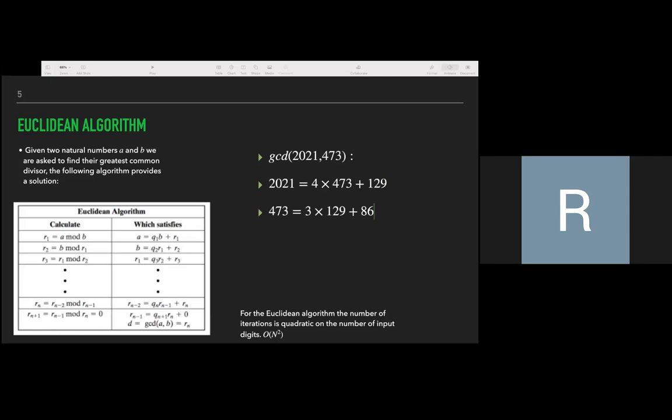2021 breaks out into 4 times 473 plus 129. Then 473 equals 3 times 129 plus 86, and so on, till we get 43, because the algorithm terminates. And for those that were interested, the number of iterations of the Euclidean algorithm is quadratic in the number of input digits. So it's O of n squared. I won't prove this, but there's some analysis available online that's easily found.